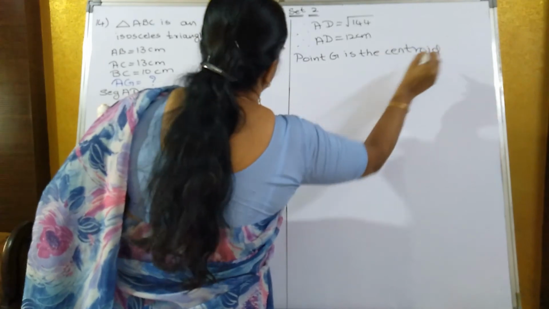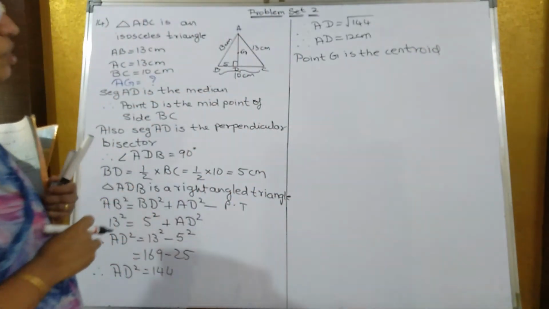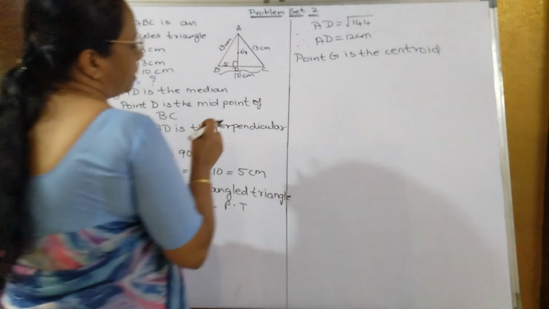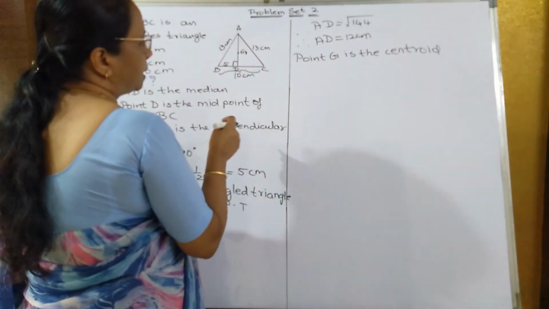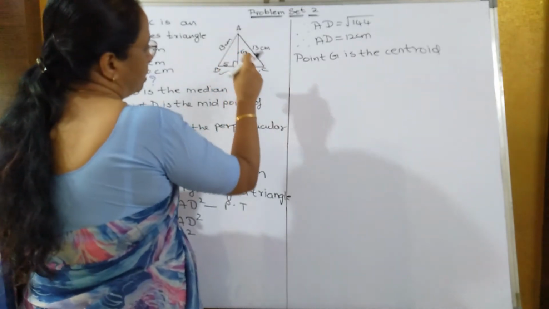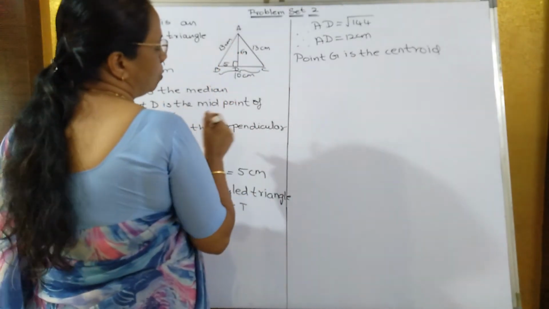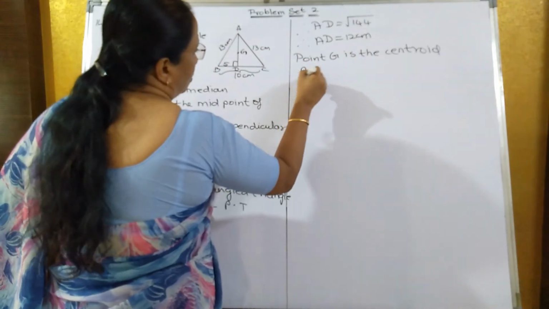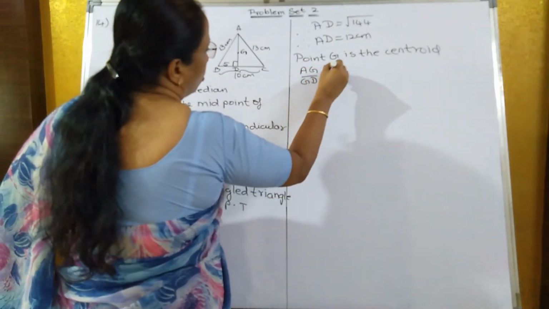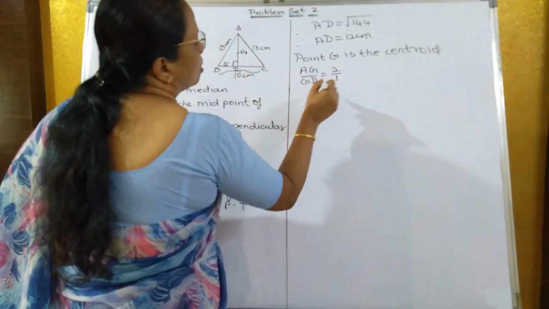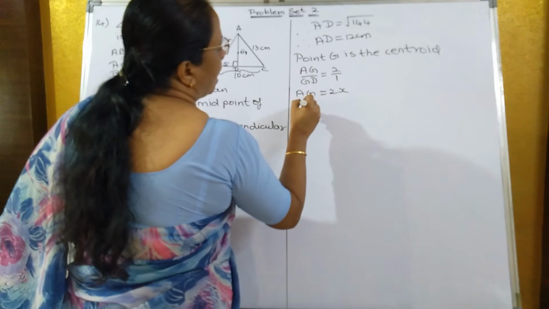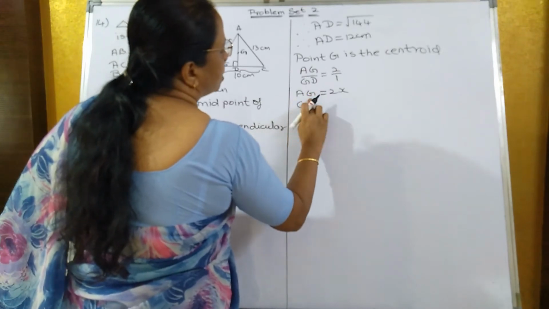Why? Because AD is a median and point G is on the median AD. Therefore point G is a centroid, and we have studied last year in 9th standard that the centroid divides segment AD in the ratio 2:1. So AG upon GD will be equal to 2/1. Therefore AG will be equal to 2x, and GD will be equal to x.